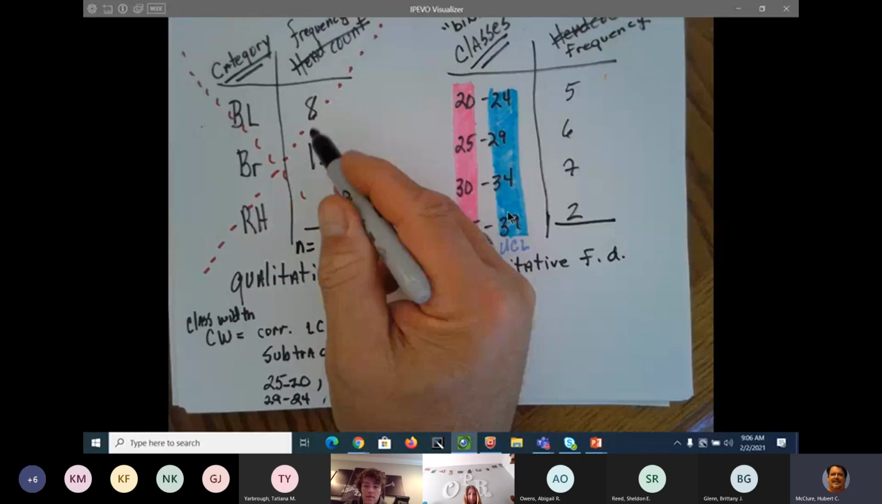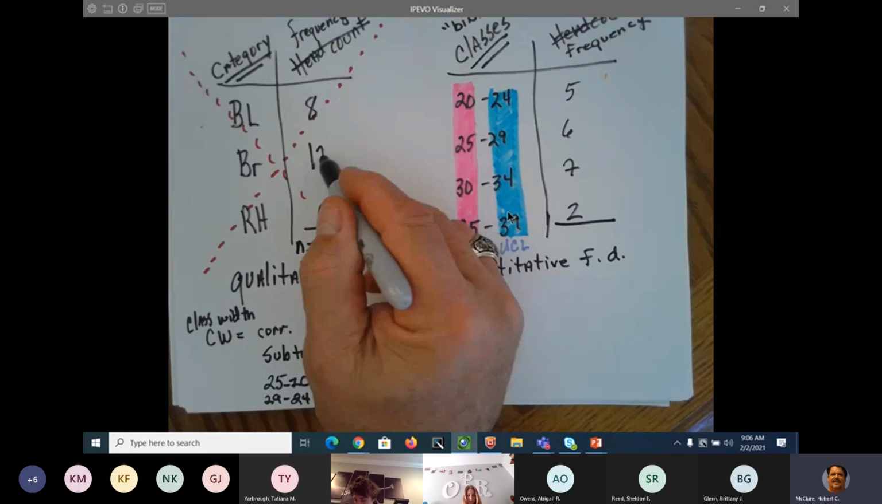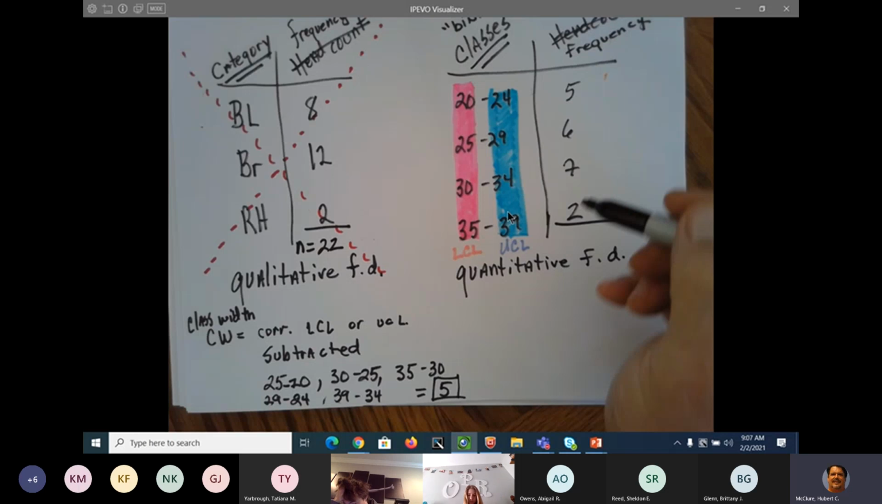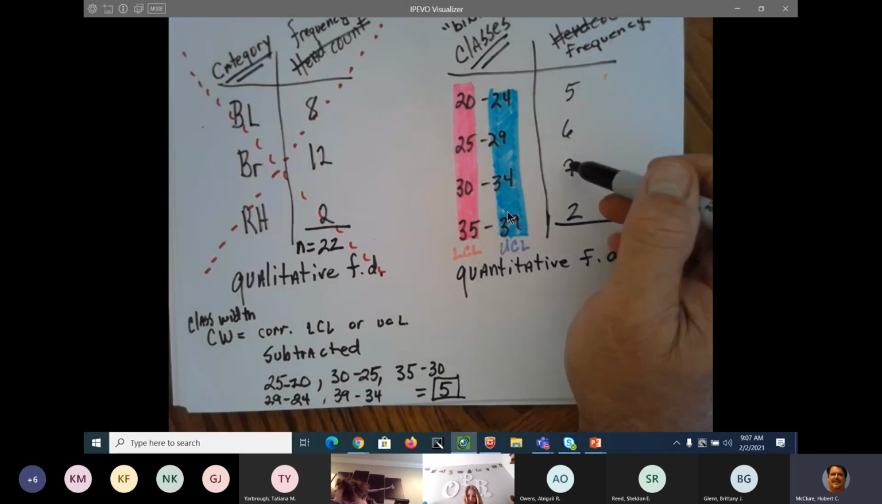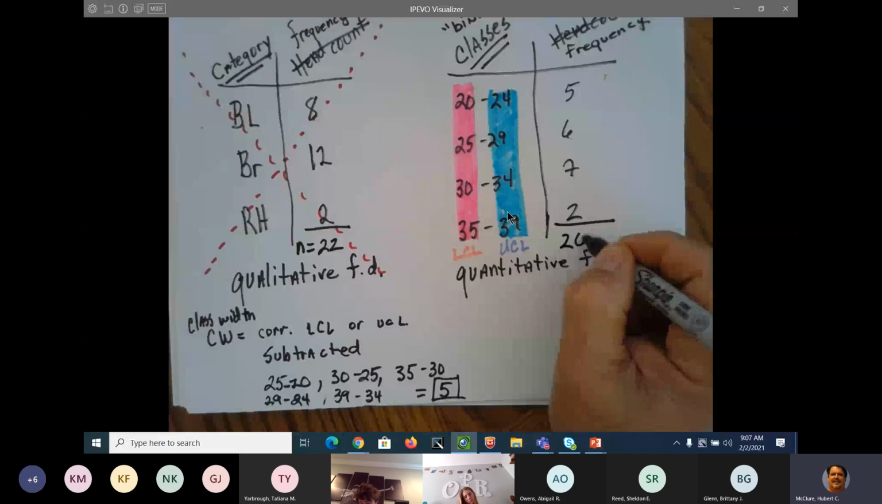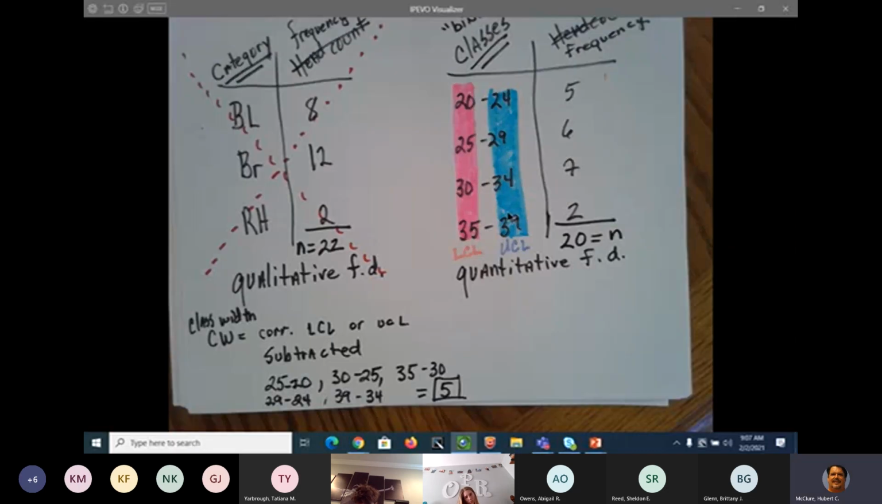Just add them up. 8 and 2 is 10 plus 12 is 22. I can't get a 10 over here, so we've got to have a, let's see, 7, 8, 9, 10. So that's 10, and then 5 and 5, so 20. Check my math. Don't forget N. You've got to have N. So right now, what could I test you on? Well, N and the class width.